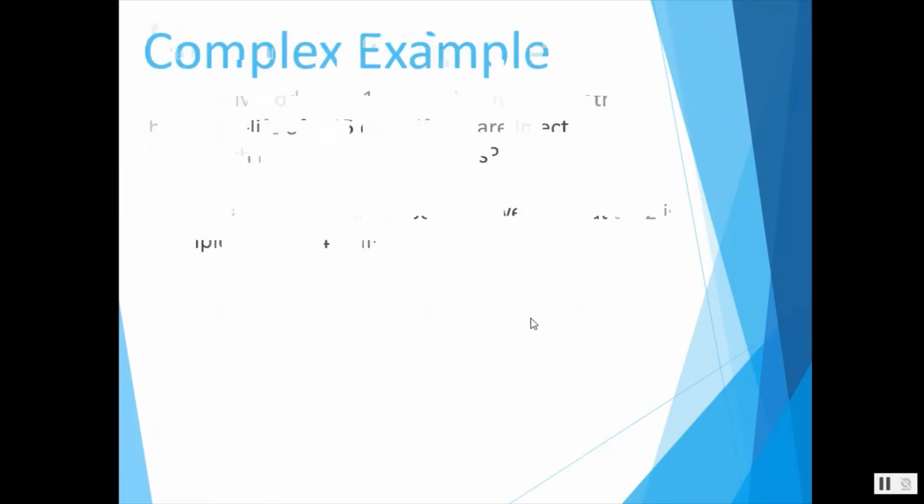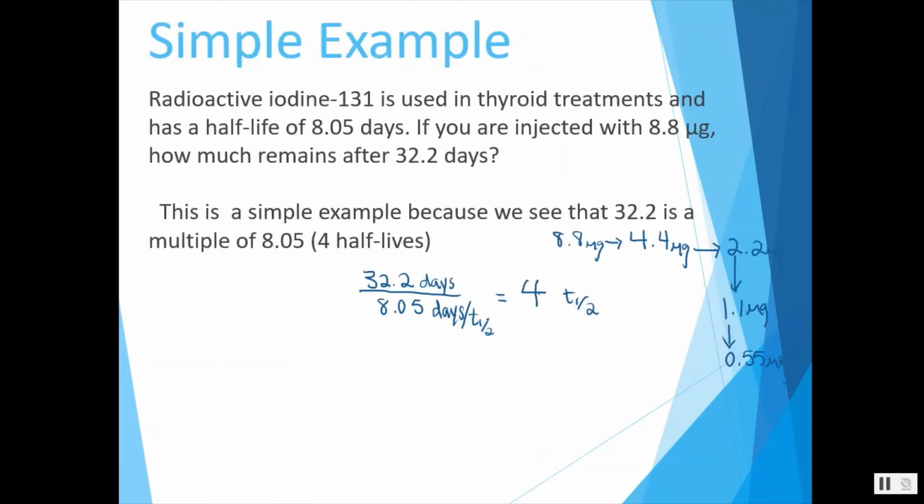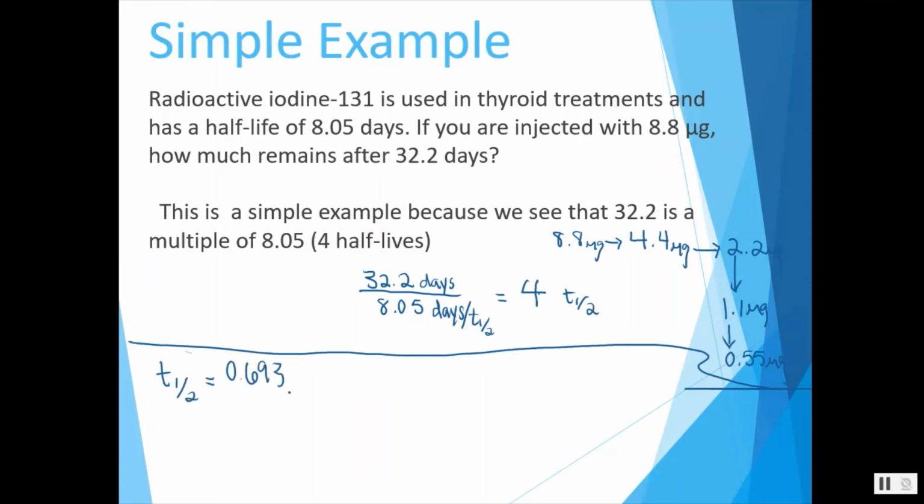Or what we could do instead is use our integrated rate law and our half-life. So our first thing would be for us to determine what our rate constant is. So we know that our half-life is equal to 0.693 divided by our rate constant. Our half-life is 8.05 days, so we could plug that in here, rearrange and solve for k. And when we do that, we see that k is equal to 0.861 per day. Now I can take that and plug it into my integrated rate law.